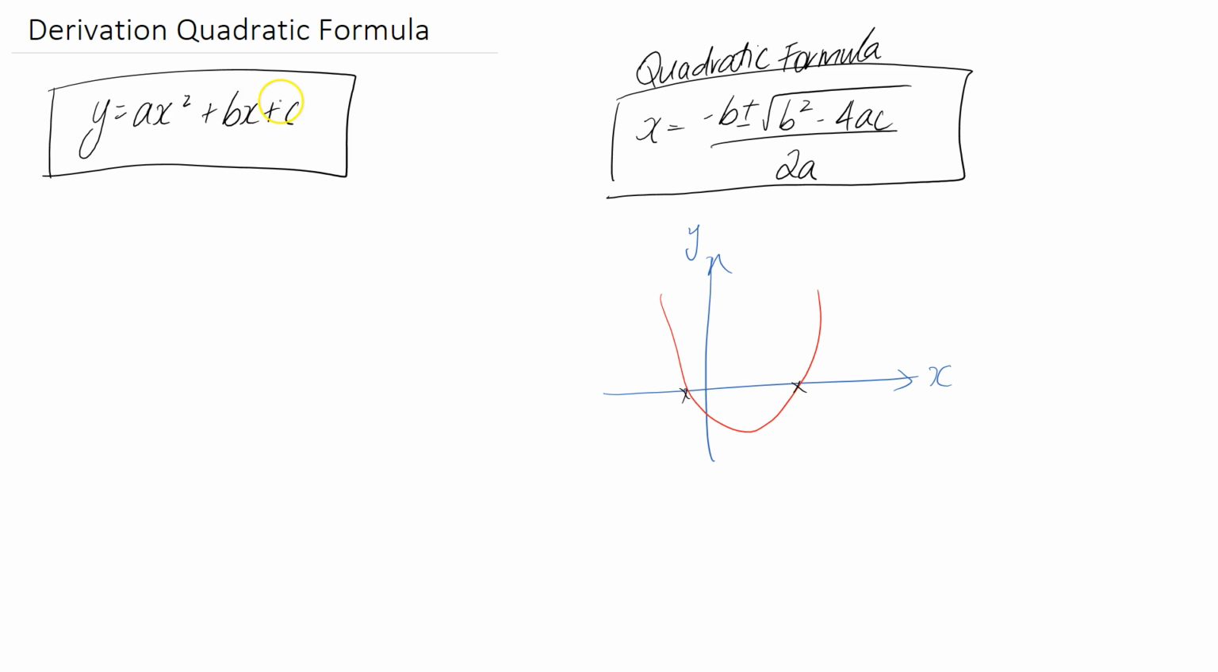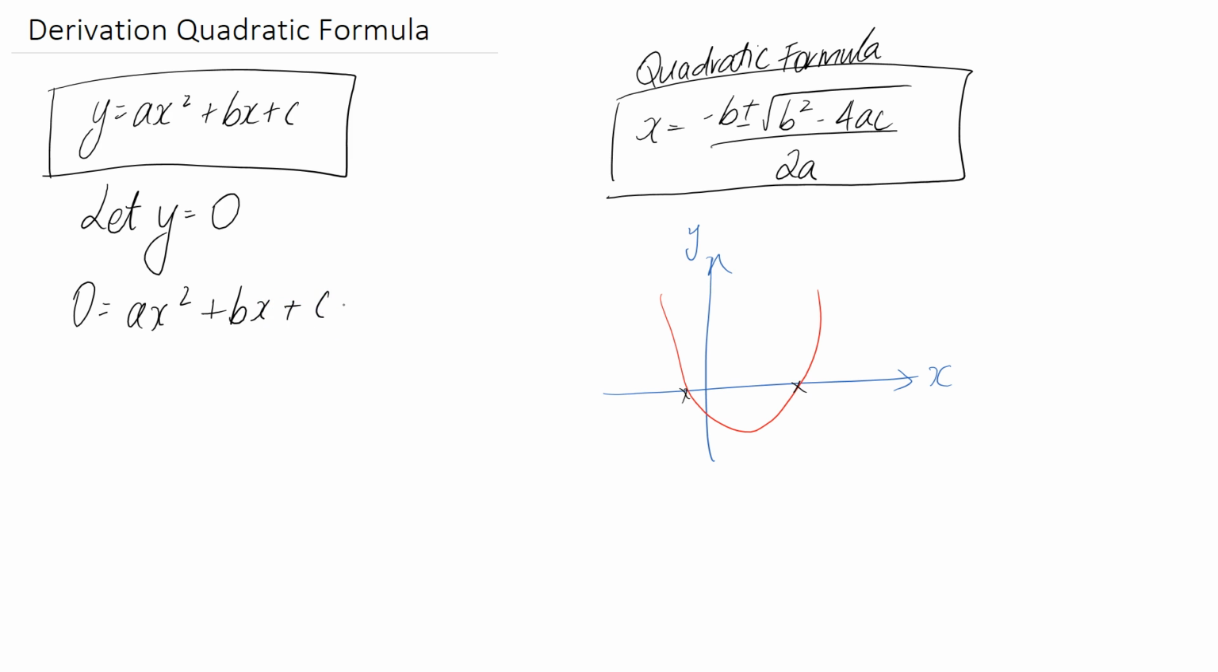So if we take a general form of our quadratic, so y equals ax squared plus bx plus c, where a, b, and c are constants, what we're trying to find is where y is equal to 0. So that's how we're going to start it off. Okay, so we're looking for y equals 0, and we need to figure out what x is at those points. So we're going to end up with 0 is equal to ax squared plus bx plus c.